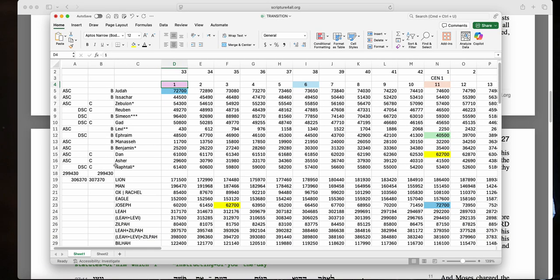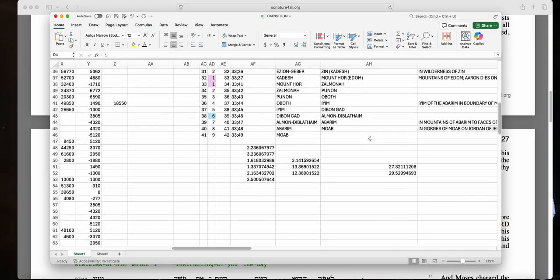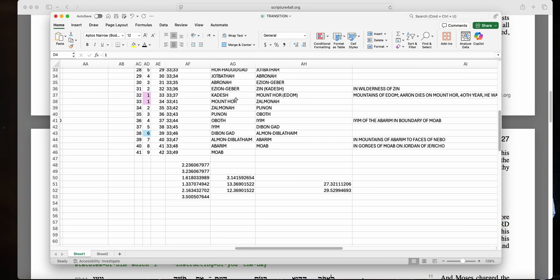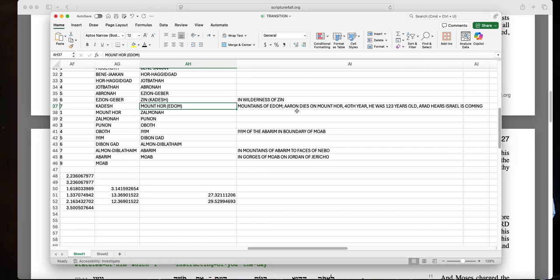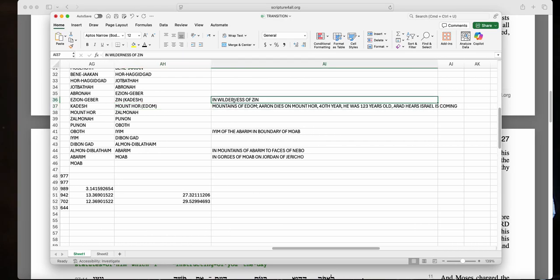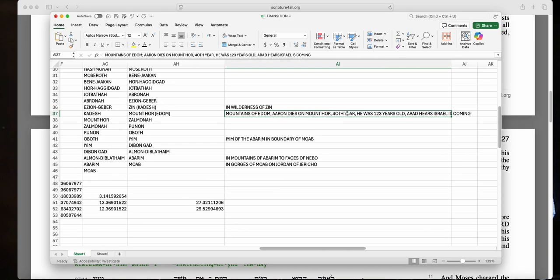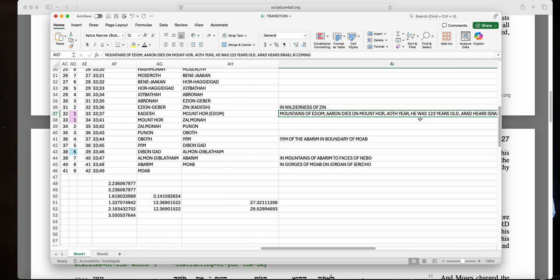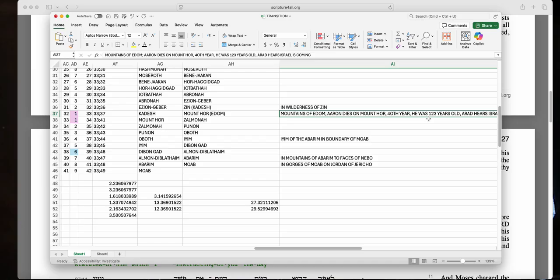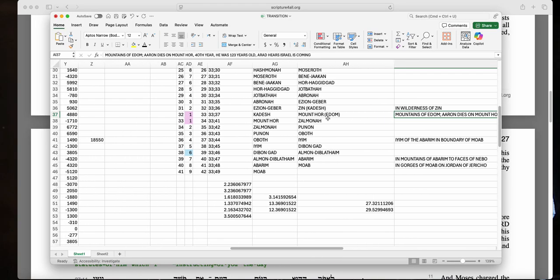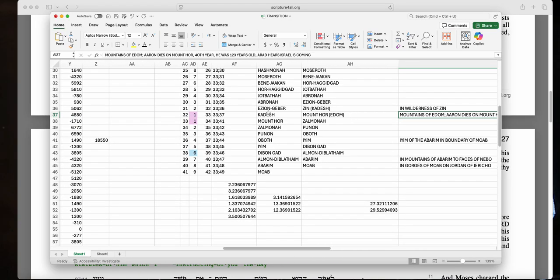where this is all balancing out and hitting even, you're going to see that's Kadesh, Mount Hor, Edom. This is where this is in the wilderness of Zin again. You're just getting out of the wilderness, and this is where Aaron is dying at 123 years old. And again, that's a Lucas number, 123, right? That's the Lucas number associated with, I can't think right now, 55. So, yeah, very interesting that this hits in this place.